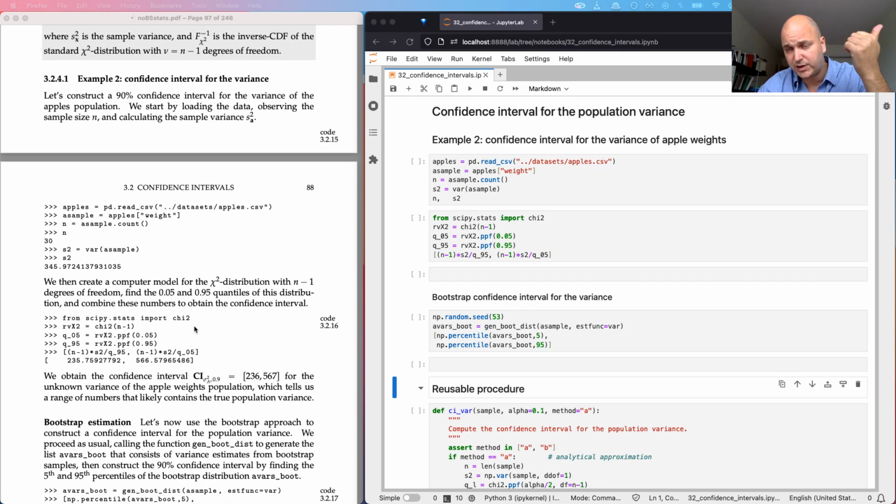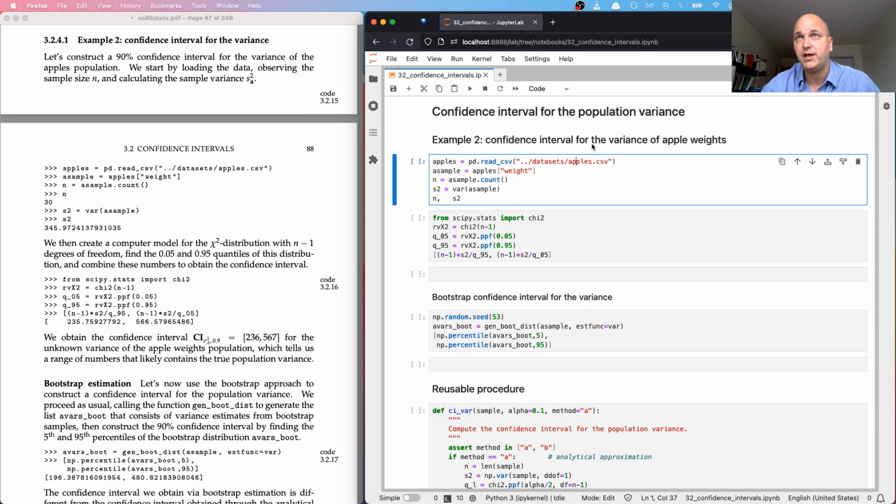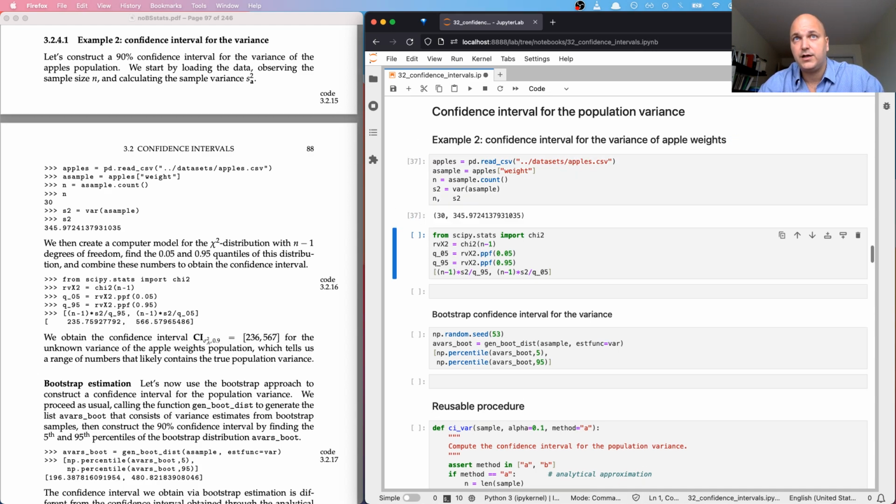Very similar to what we did before, but the distribution is the chi-square instead of the t-distribution. So that's why I'm not going into the details, very similar. Okay, let's look at an example. Again, the apple weights. We want to know now what is the variance of the population. And the point estimate, so a single number estimate, is 346.